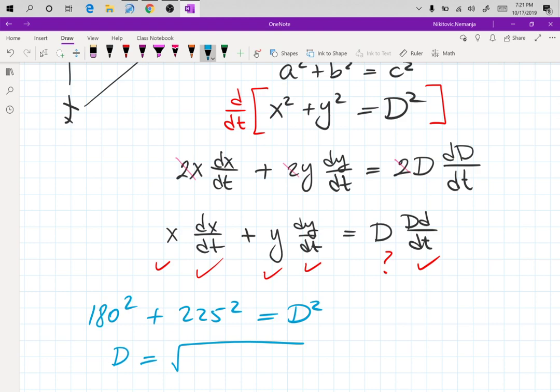So 180 squared plus, no coughing, 225 squared. You made me miss 5.